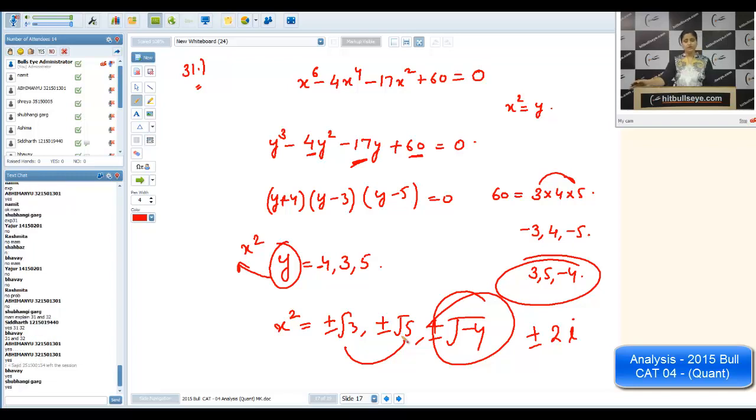We have a formula only for quadratic. We do have formulas to solve cubic and biquadratic equations, but we don't use them. Yes. Now coming to question number 32.